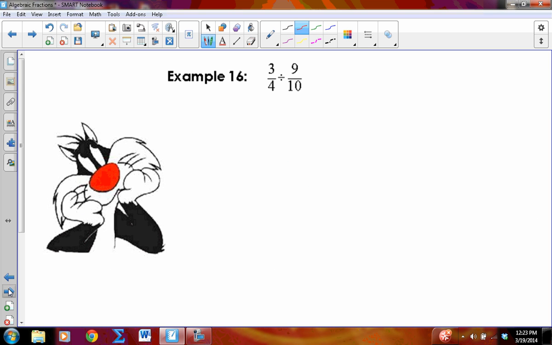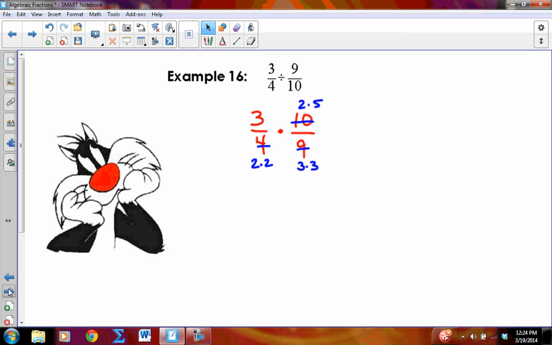First example, just numeric example, no algebra involved here. You copy the first fraction over, change division to multiplication, and flip the second fraction. Now, if you can cancel at this moment without factoring, then go right ahead. I'm going to factor 9 to be 3 times 3, 10 to be 2 times 5, and 4 to be 2 times 2. And once I factor them, I like to cross them out like that so I don't get confused that those numbers are still there.